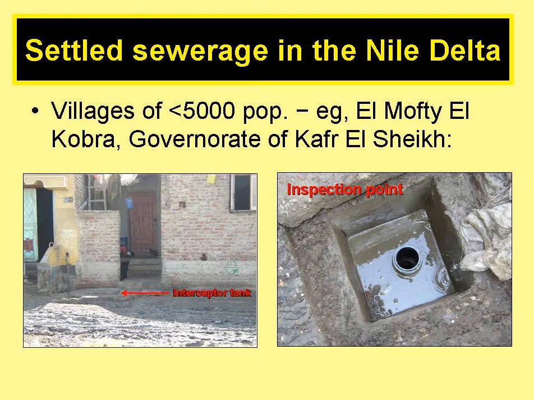And this slide shows a settled sewerage scheme in the Nile Delta in Egypt, in the village of El Mofti El Kobra, in the governorate of Kafr el Sheikh, and this village has a population of about 3,000 people. In the picture on the left, you can see the cover slab of one of the interceptor tanks in front of a house, and the picture on the right shows an inspection point in one of the sewers running through the village.